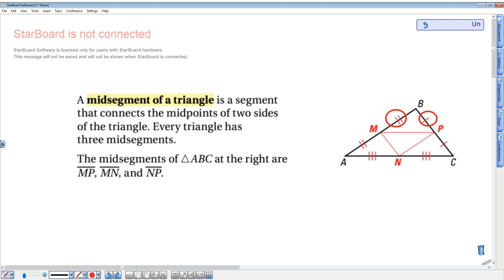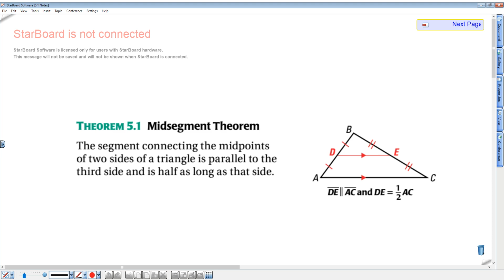After we figured out these three midpoints, we took midpoint M and connected it to midpoint P. And we took midpoint P and connected it to midpoint N, and midpoint M and connected it to midpoint N. We made a smaller triangle within our larger triangle. So how do we use this information? Well, that's what we're going to be doing in the next slide.